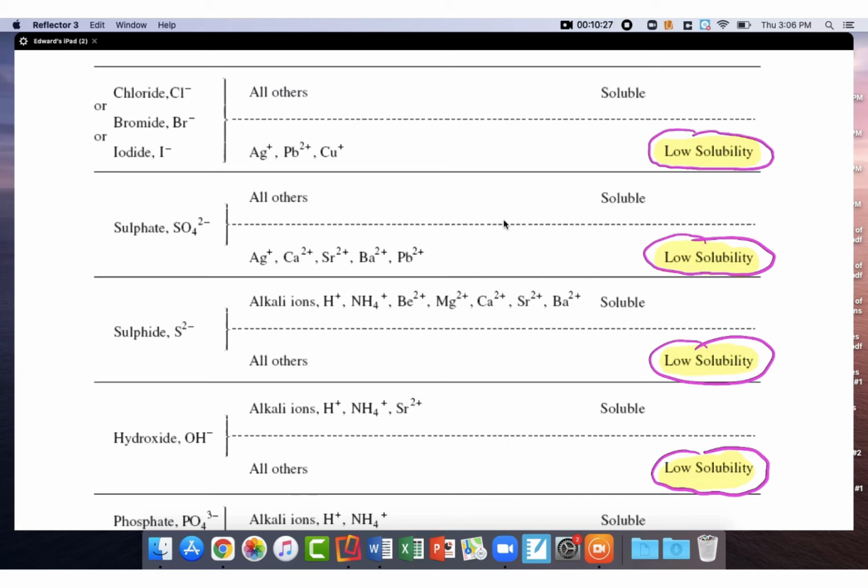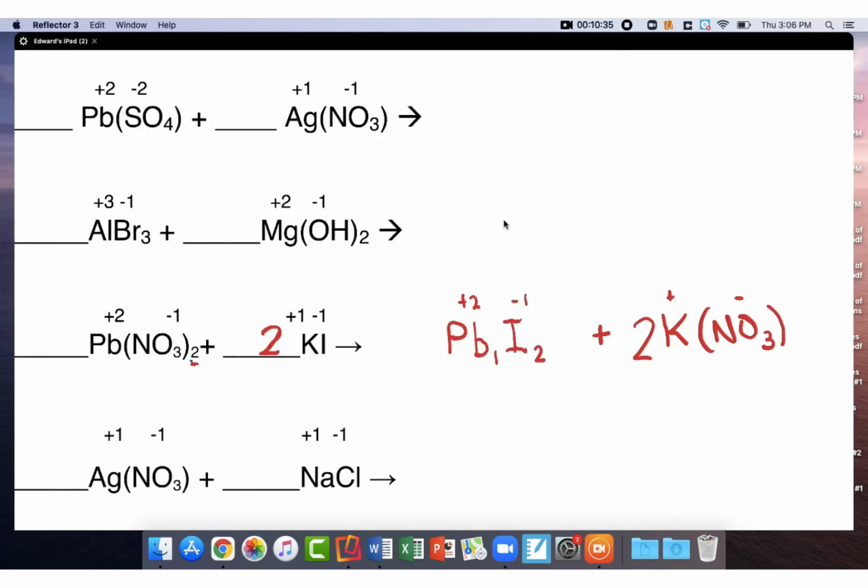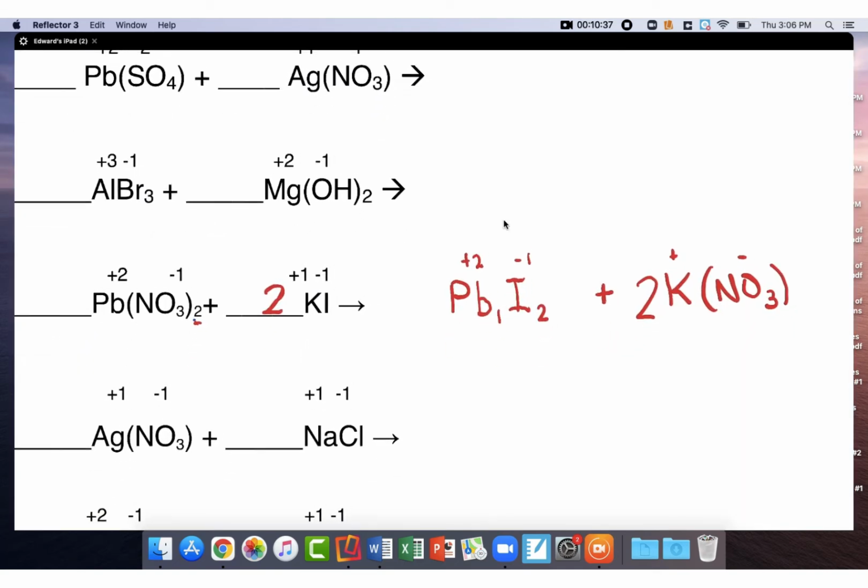Our compounds that we looked at before, we're only looking at the products, right? They were lead iodide, PbI2, and then potassium nitrate. So if I'm going to do the short one, I'm going to do the easy one first.